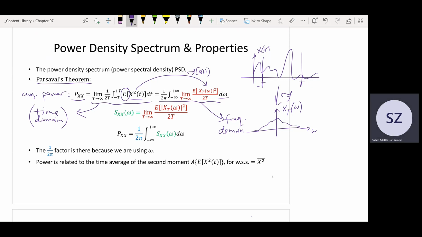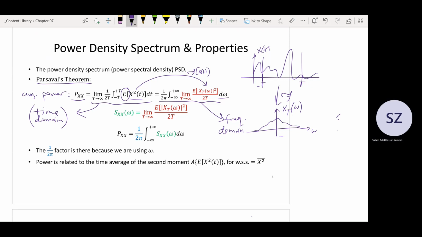Now, in the frequency domain, I look at one realization, I take its Fourier transform for a specific time, and then I observe it for long enough time. I will get X_T of omega, which is the Fourier transform of this realization. I do it for many realizations, so I take the expected value. And then I divide by 2T, take T to infinity, and then I sum over all omegas. This gives me the average.